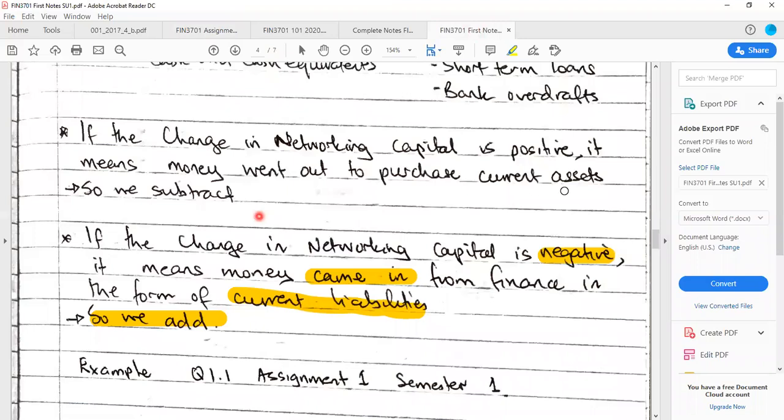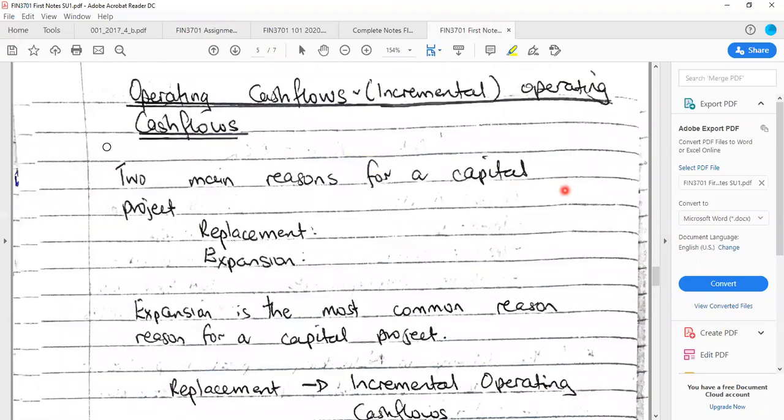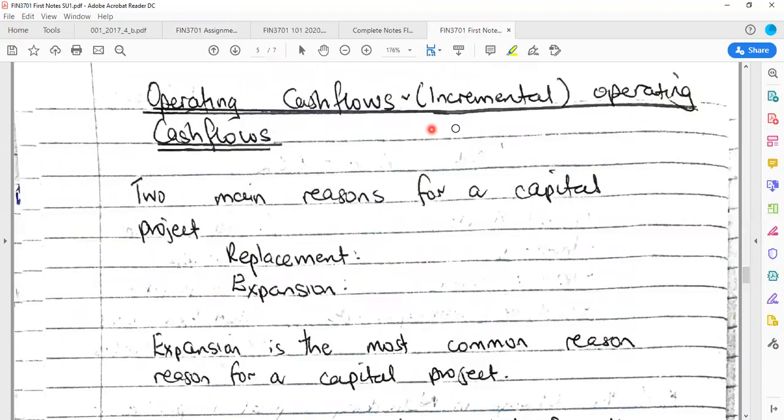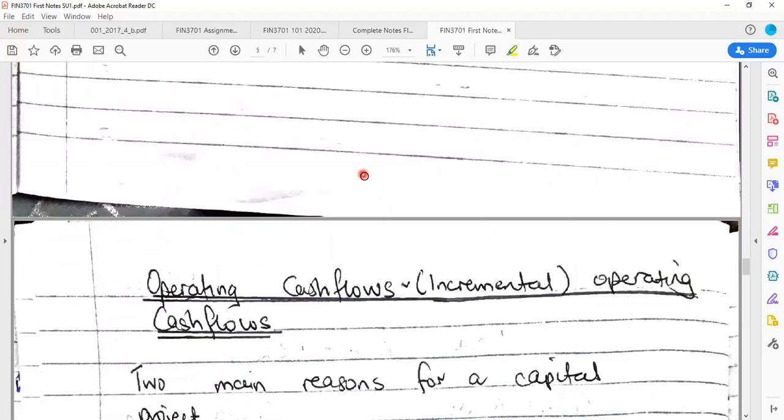But remember, I said we have 3 types of cash flows that we need to calculate. The next important type of cash flow that you need to be able to calculate is known as the operating cash flow, also known as the incremental operating cash flow. Remember, we have 3 types of cash flows that we need to be able to calculate.